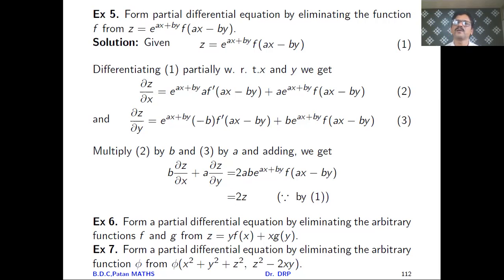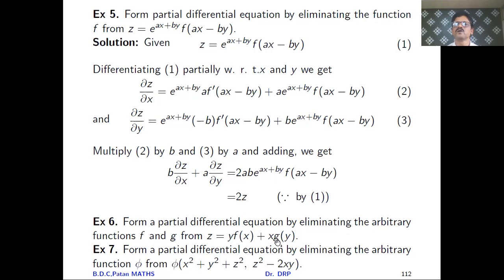Now friends, I have given here two examples to you for homework. So what is given? Form a partial differential equation by eliminating the arbitrary functions f and ψ from z equal to y into f of x plus x into ψ of y. So you consider this relation as it is. Here z is a dependent variable, x and y are independent variables. Means while differentiating z partially with respect to x, you keep y constant, and while differentiating z partially with respect to y, you keep x constant.